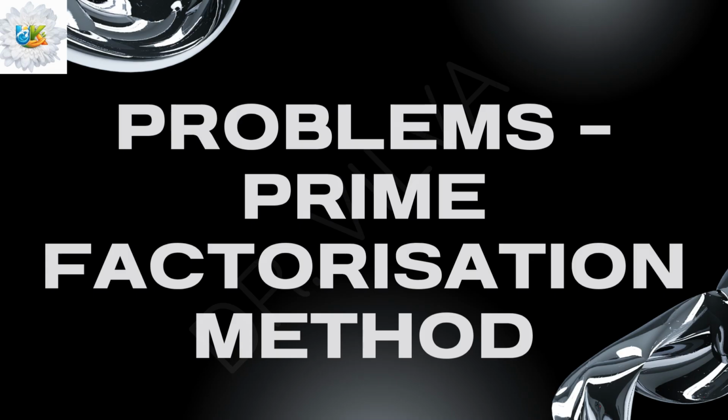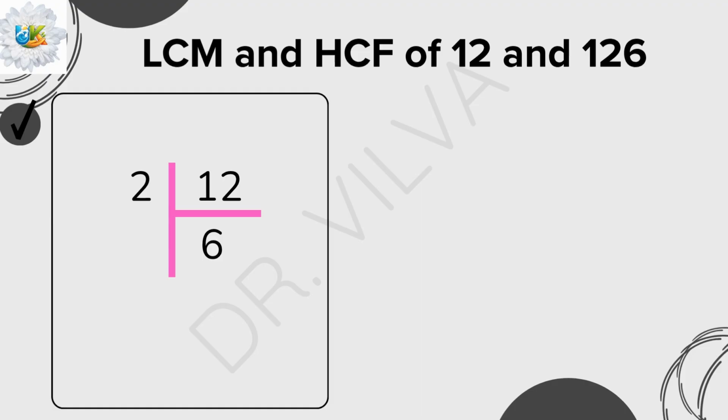We are almost at the end of chapter 1.2. We will quickly look at how to use the prime factorization method to find the LCM and HCF of any two integers. Let us find the LCM of 12 and 126.